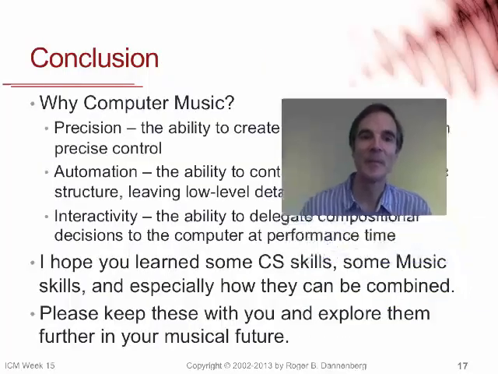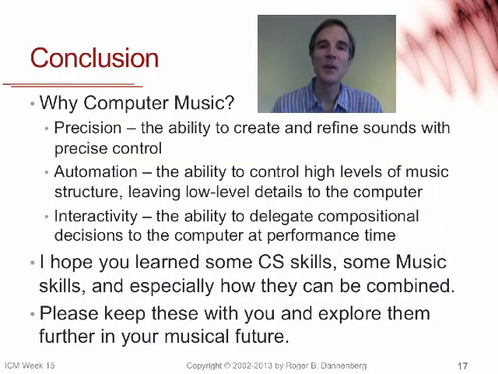So in conclusion, let's go back to the very beginning of the course, and I said a few words about why I think computer music is interesting. And what does it really do for us? Well, one important concept is that of precision. Computer music gives us the ability to create and refine sounds with precise control. And this is, of course, very interesting to scientists and psychologists because they can make stimuli repeatably. They can perform experiments where one parameter is varied and you can see what that does.